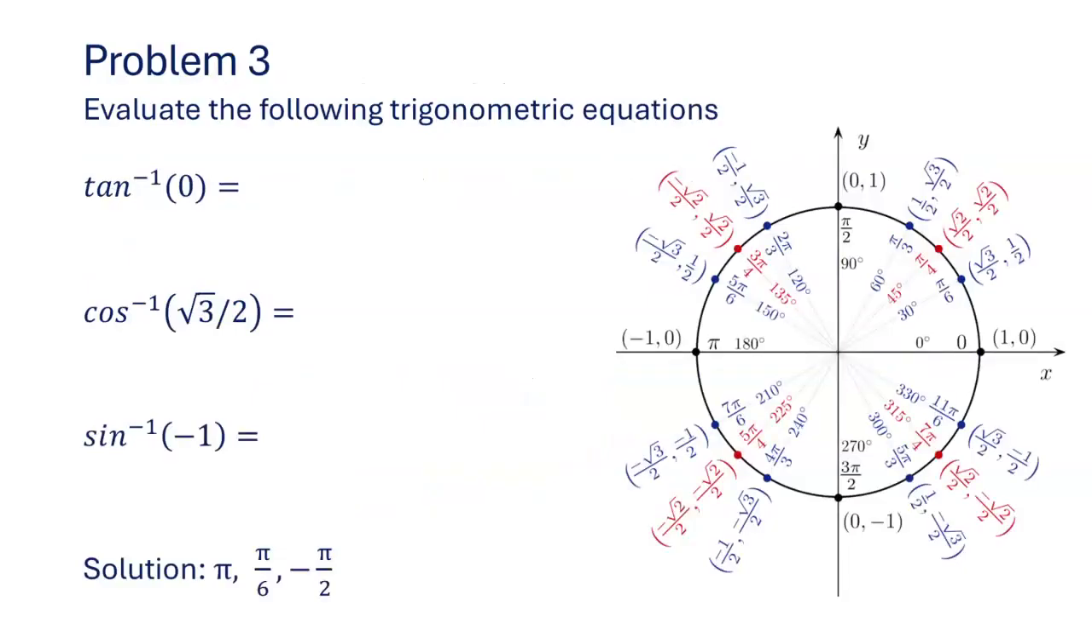Okay, so evaluate the following trigonometric equations. The inverse tangent of 0. What I like to say in my brain that helps me figure this out is, what would I plug into tangent to equal 0? So this is equal to tangent of some x is equal to 0. What would I plug into tangent to get 0? It's something between negative pi halves and pi halves, because that's the range of our inverse tangent function. So what would it be?